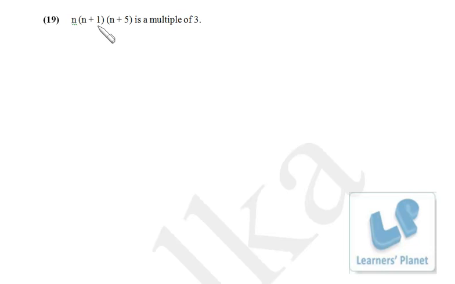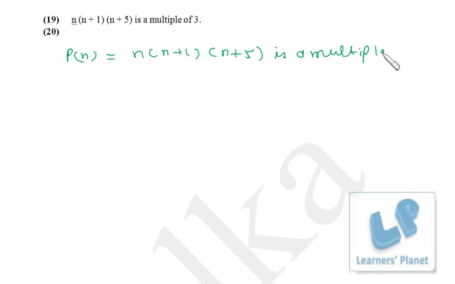Now see this problem: n plus 1, n plus 2, n plus 5 is a multiple of 3, right? Again, write down the statement: Pn is n plus 1, n plus 2, n plus 5 is a multiple of 3. Let's do the first step, P1, that is 1 into 2 into 6, that's 12. So 12 is a multiple of 3, so P1 is true.